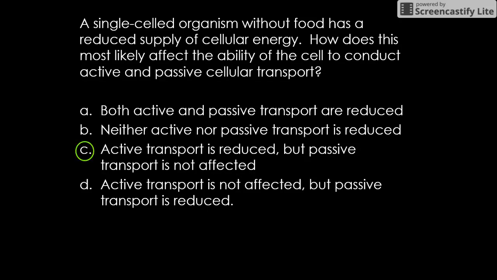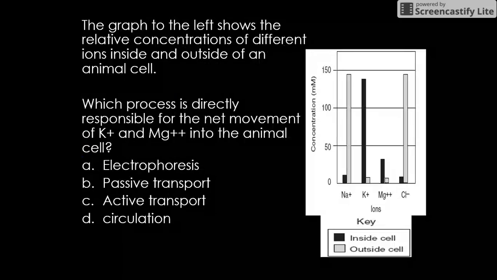It would be C. Active transport is reduced, but passive transport is not affected. Active transport is the only one that uses energy. So if we get rid of energy in the cell, we're going to screw up the active transport. All right, and our last question.